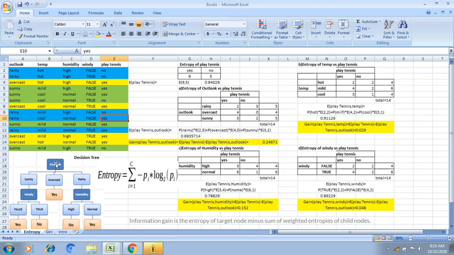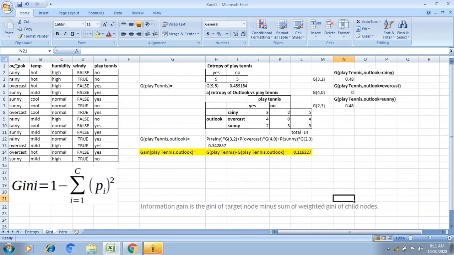For example, the prediction: outlook is sunny, windy is true, we are getting the prediction no. Similar way, outlook is sunny, windy is false, then we are predicting yes. If outlook is overcast, then we are predicting yes. Outlook is rainy, humidity is high, we are predicting no. Outlook is rainy and humidity is normal, we are predicting yes. Similar way we are forming the decision tree from the table, and this is the way we can build our decision tree effectively. Similar way, we are calculating the same data set for the Gini.